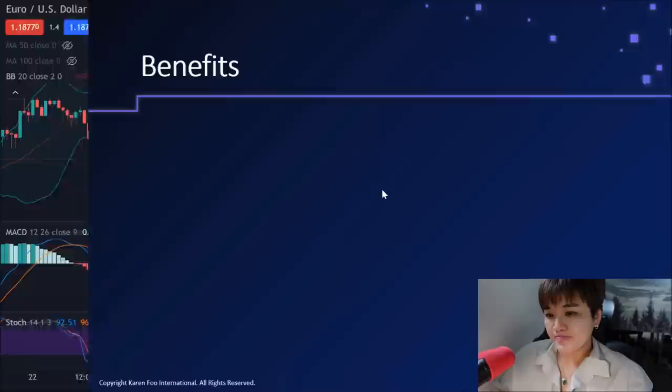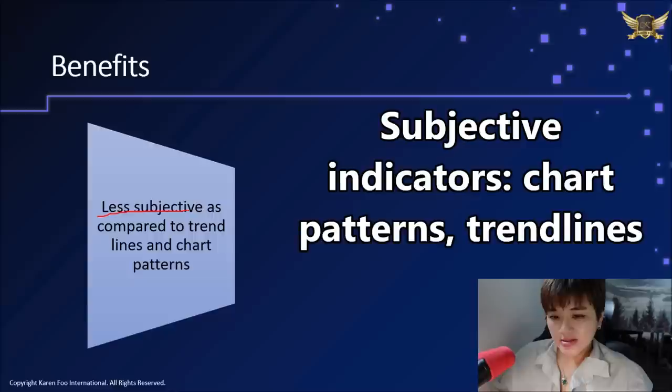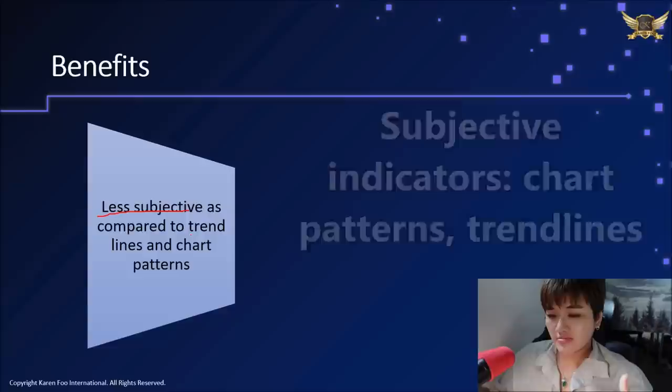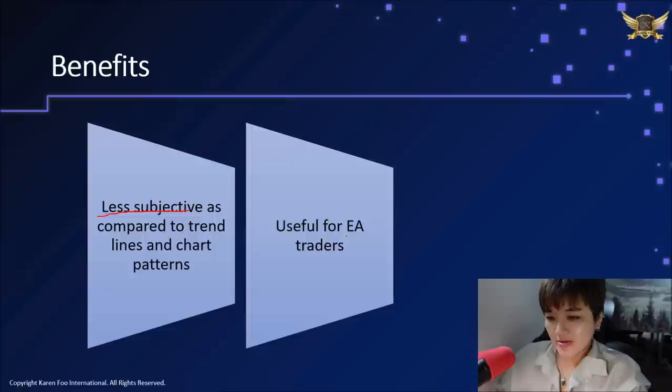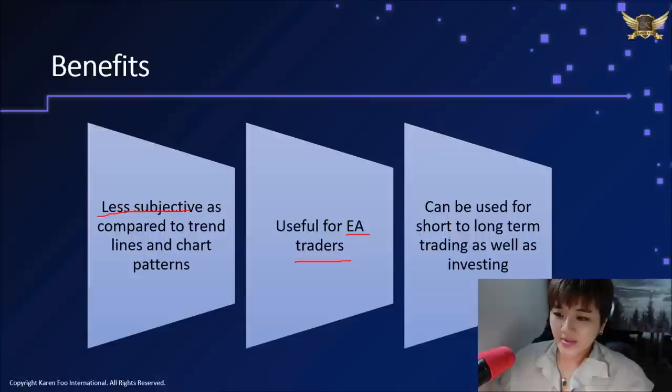Okay? So some benefits of moving averages: it's less subjective as compared to trend lines and chart patterns. Because for chart patterns, for example, you see a symmetrical triangle, maybe I'll see an ascending triangle instead. And trend lines, you can draw 10 trend lines, I might only draw 2. Whereas for moving averages, the line is gonna look exactly the same. That's why it's useful for EA traders. It can be used for short to long term trading as well as investing, like I said just now.